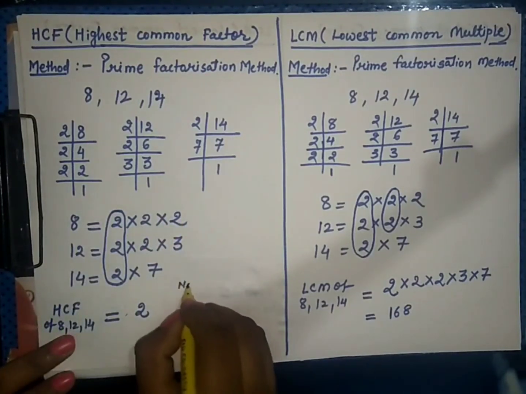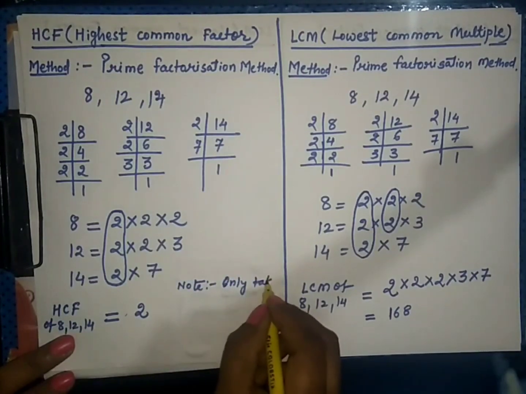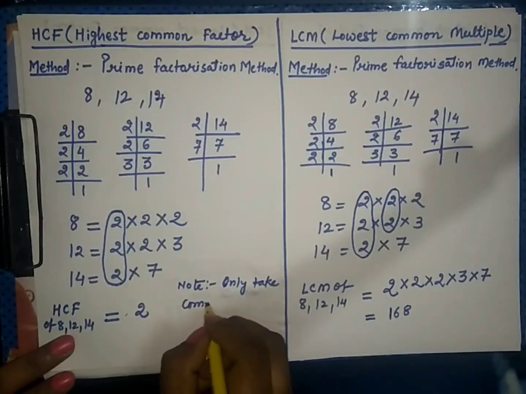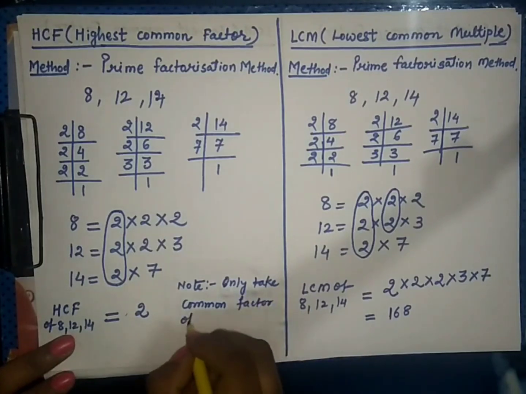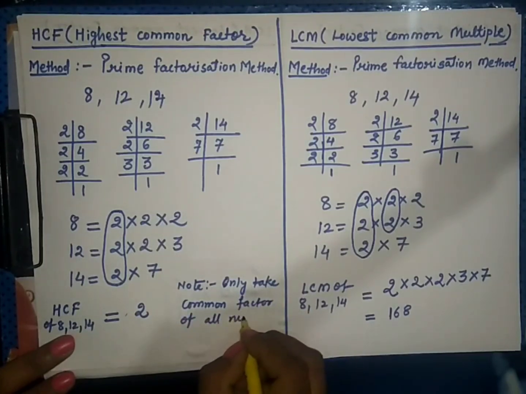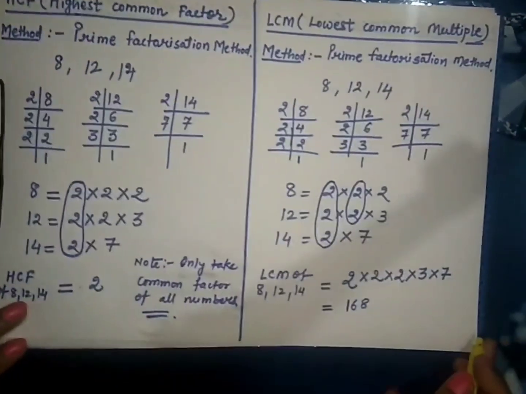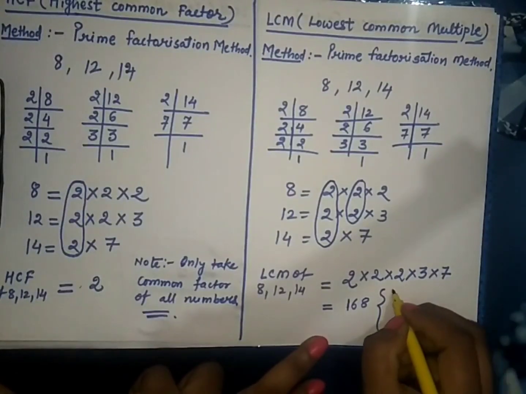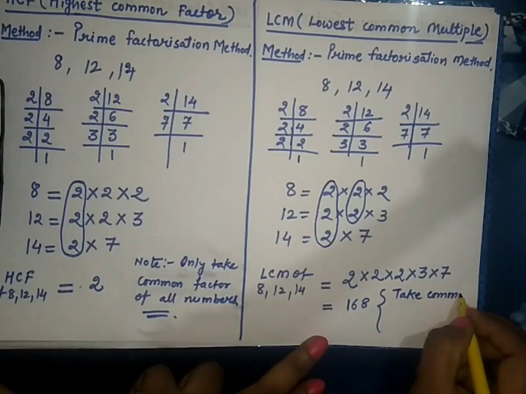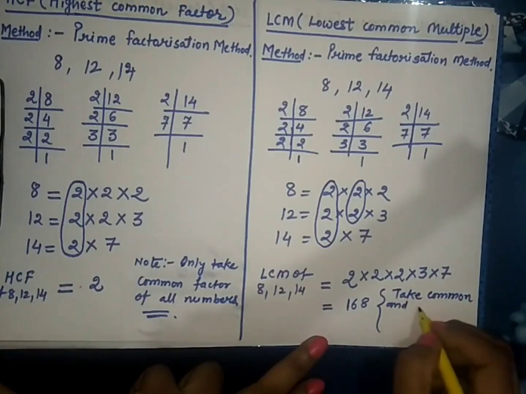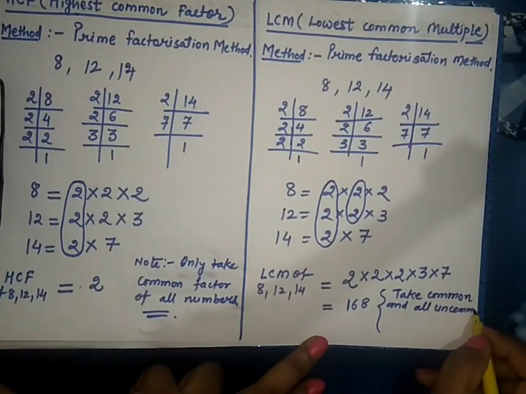Here I am writing a short note or summary of HCF, which I already discussed during the prime factorization method. In case of HCF, we simply write all the common factors which are present in all the numbers, and we simply ignore the factors which are not common in all these three numbers. So here notice, only take the common factors of all the numbers. In case of LCM, the note is just the opposite, because here we write common as well as uncommon numbers to find the LCM of the given numbers. So here notice, take common and all uncommon factors.